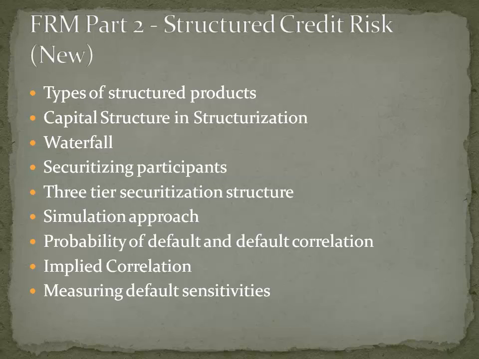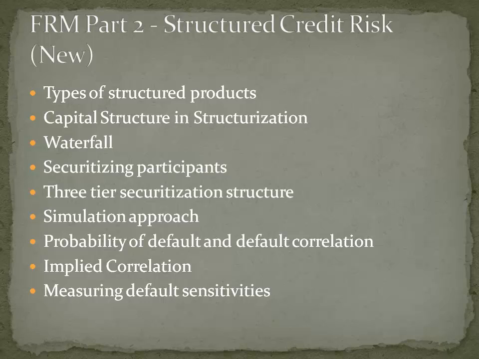We'll discuss common structured products and capital structure, securitization structure, product participants, basic waterfall structure and the impact of correlation. We need to understand the qualitative impact of changing default probability and default correlation for all tranches: mean, that's average, and risk, that is straightforward, default sensitivity similar to DV01, and implied correlation from market prices.